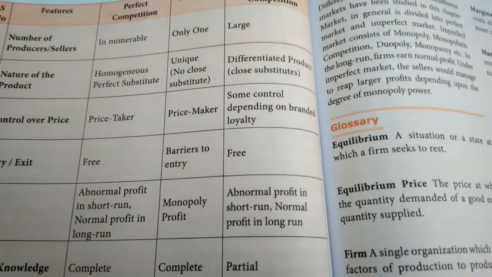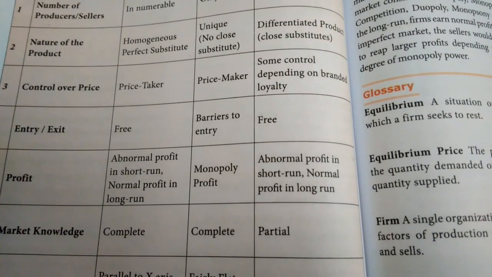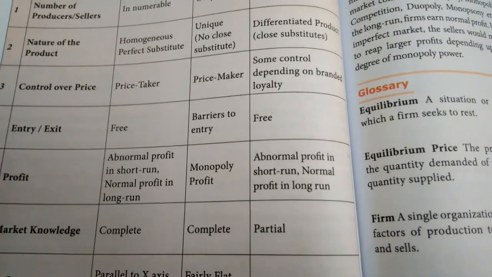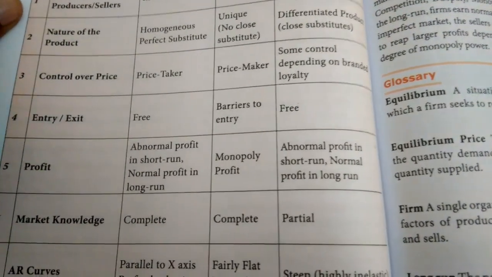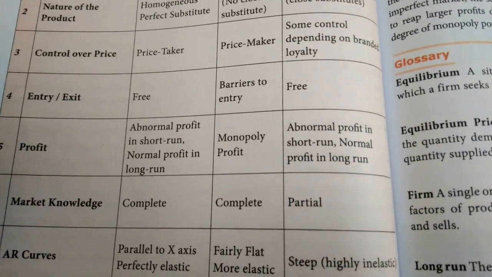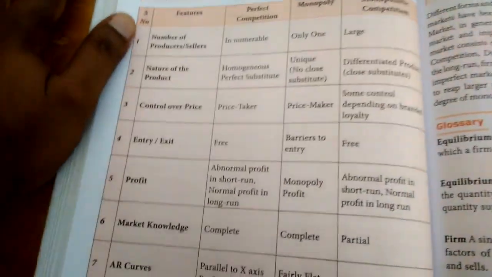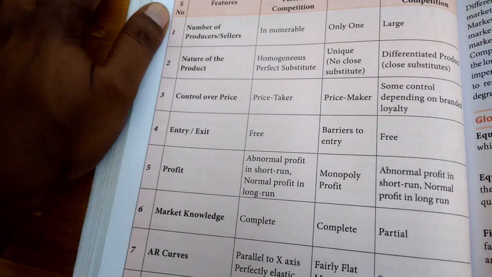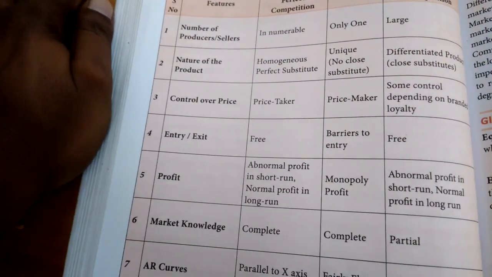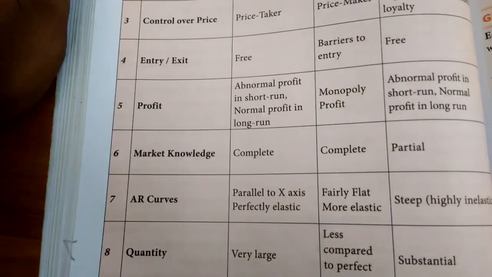Next, the monopoly market. However the monopolist wants to earn profit, he will definitely get it, because he has the power to fix the price for his own commodities. So the monopolist will get more profit. But in monopolistic competition, there is abnormal profit in the short run and normal profit in the long run, like the perfect competition market.